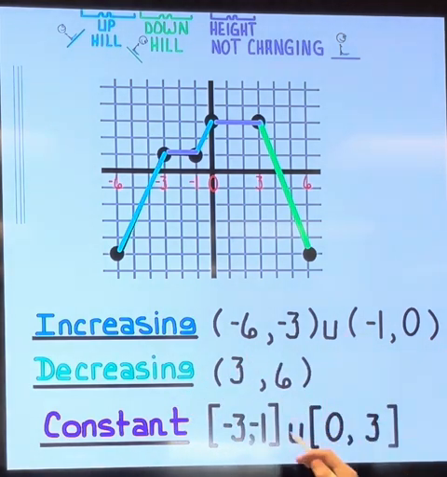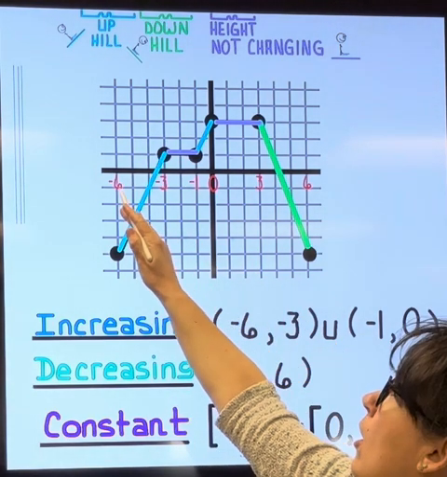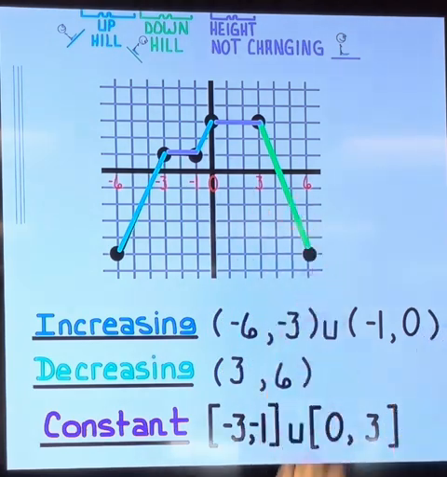All of the numbers listed here in the intervals are all numbers coming from your x-axis.